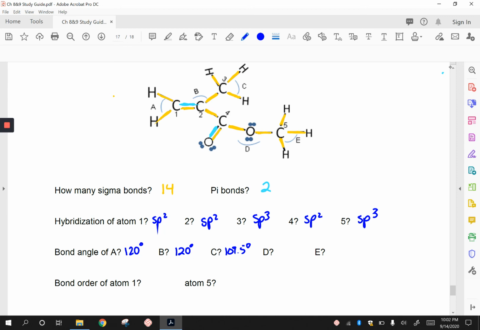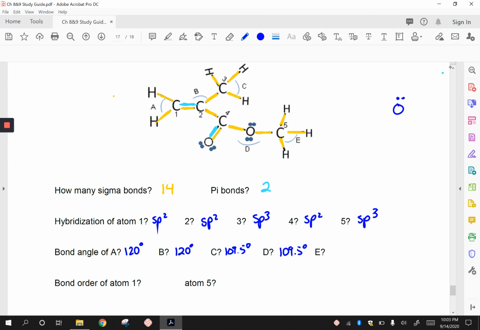D, right here. This is a tricky one. What does it look like? It looks like it's almost linear, right? It looks like it's 180, but it's not. If you look at that oxygen, that central atom, 4 areas of electrons. So 4 areas of electrons, what angle would that be? That would be 109.5. I bet on the test this will trick some of you. So don't base it on the picture. We're drawing 3D molecules on 2D paper. So it looks like it is linear, but in reality it's not.